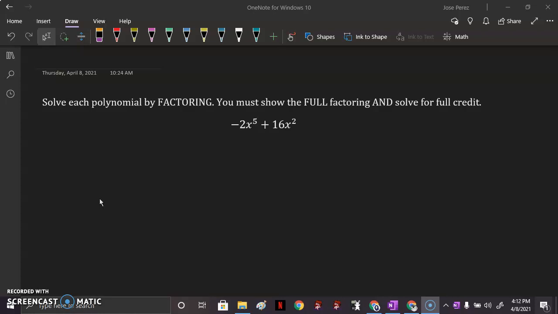So, hello everybody, let's do another problem. It says solve each polynomial by factoring. You must show the full factoring and solve for full credit.